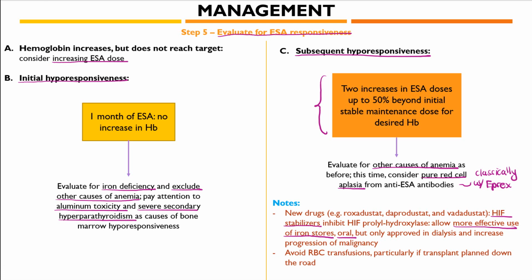Just like the ESA, these drugs increase the risk of progression of malignancy, and they're also only studied in dialysis patients, so you can really only use them in dialysis right now. Lastly, for CKD and for end-stage renal disease, you should really avoid giving RBC transfusions. The reason is that if these patients go for transplant, the RBC transfusions they got increase their chance of alloimmunization, which makes it difficult to find a matching donor. Of course, if they really need a transfusion, they get a transfusion, but we like to avoid it in this setting.